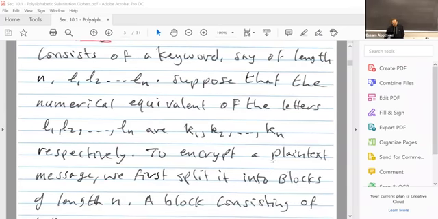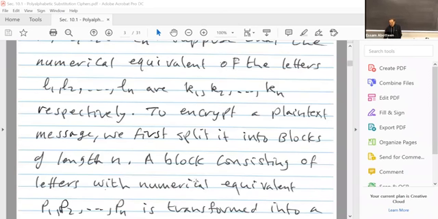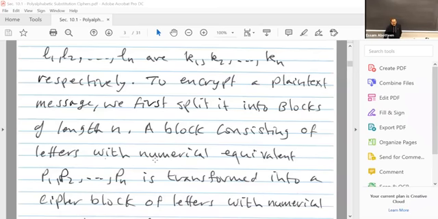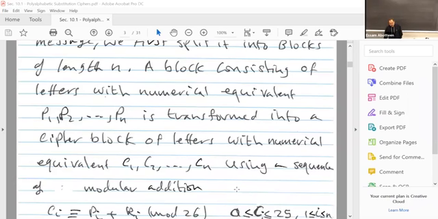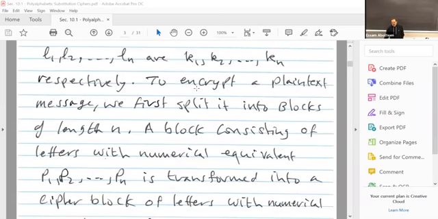Now, to encrypt a plain text message, first we split the message into blocks of length n, which is the same as the key. So a block consists of letters with numerical equivalents, using, again, the letter A as 00, the letter B as 01, and so on, and the letter Z is 25. So let's say we take a block of a message and the numerical equivalents of the letters in this block are P1, P2, up to Pn. Then the idea is to do addition mod 26 of P1 to K1, that is the first numerical equivalent of the key, and then we add P2 to K2.